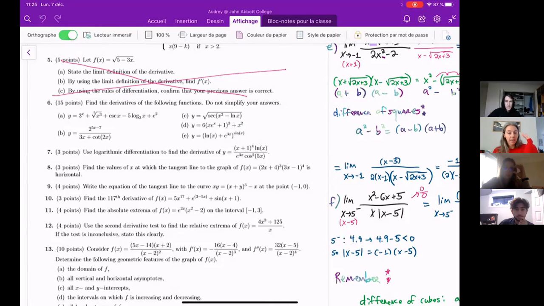And guys, I'm guessing that a lot of you are getting confused about logarithmic and implicit here. So I'm asking about implicit, not logarithmic.